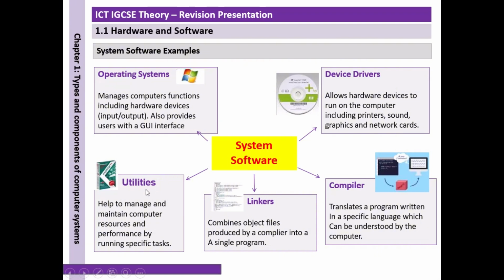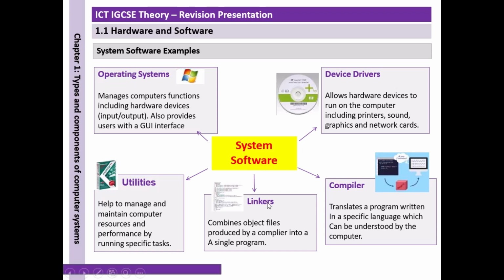And then we have got utilities, which help to manage and maintain computer resources and performance by running specific tasks. Like if you're doing disk defragmentation, you're trying to make your machine faster. If you have antivirus like Kaspersky, there are so many other antivirus that you can buy and install, so they'll perform the utilities for you.